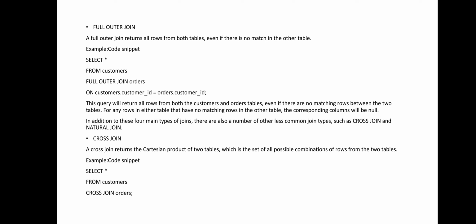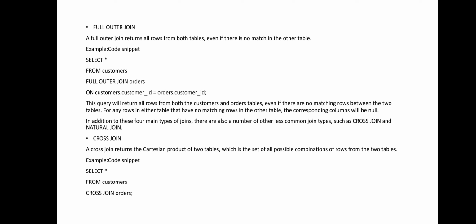Full outer join. A full outer join returns all the rows from both tables even if there is no match in the other table. SELECT * FROM customers FULL OUTER JOIN orders ON customers.customerID = orders.customerID. This query will return all the rows from both the customers and orders tables even if there are no matching rows between the two tables. For any rows in either table that have no matching rows in the other table, the corresponding columns will be null.